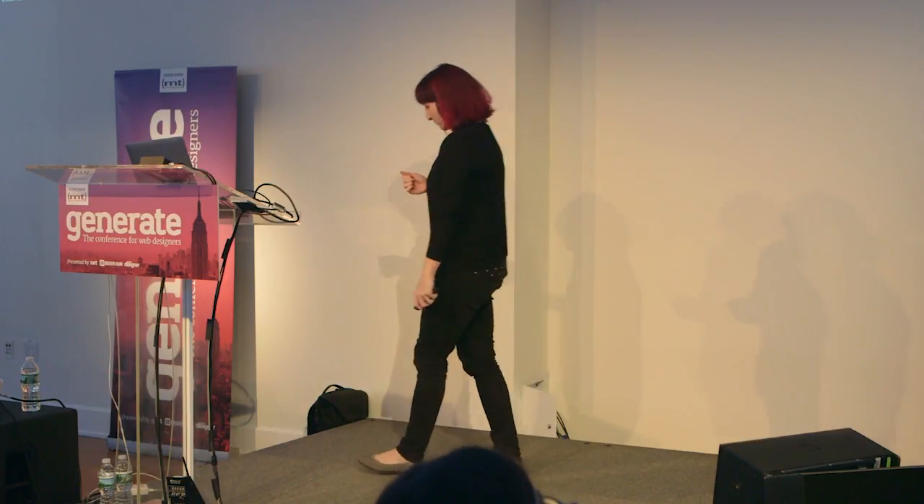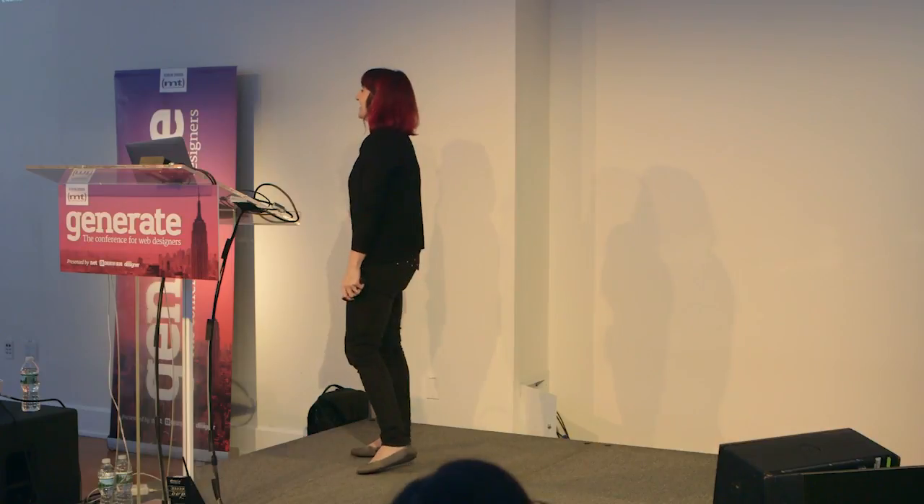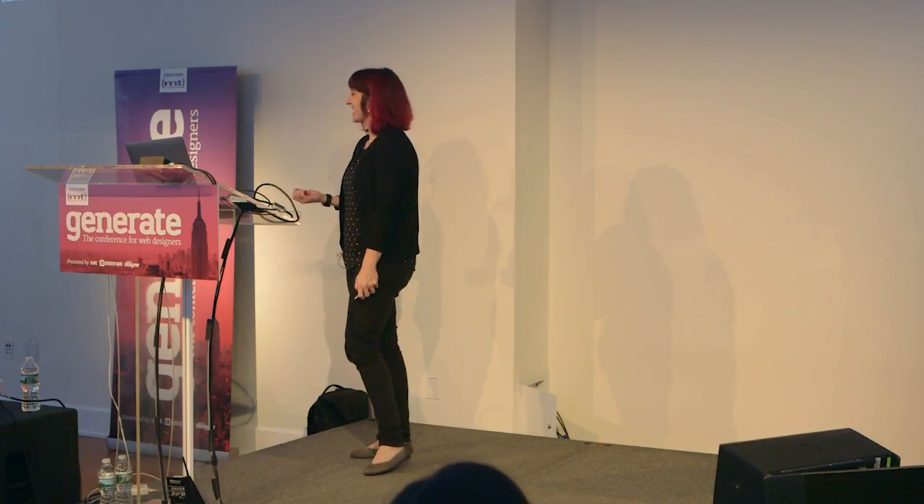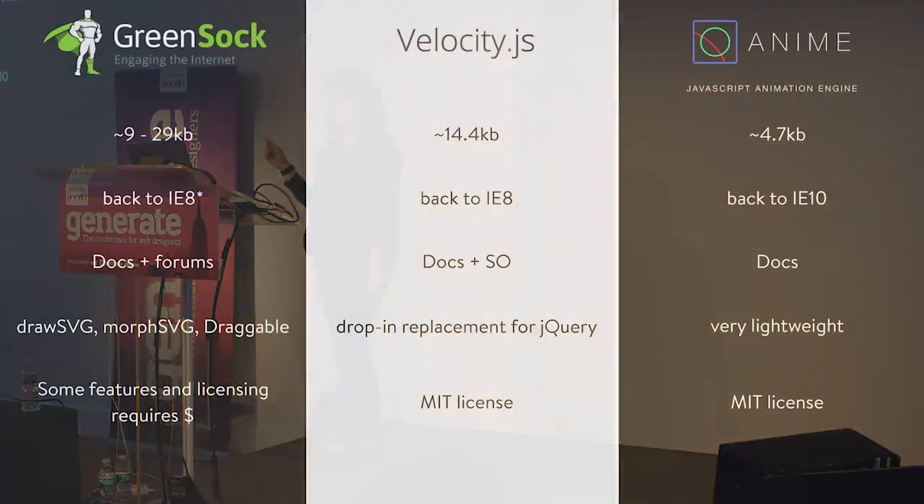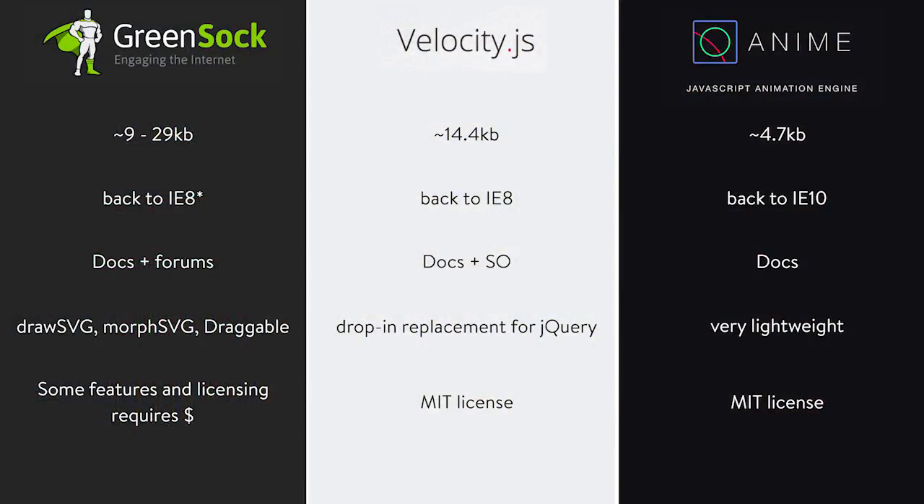I hear that's a thing. I guess you've also heard that's a thing. GreenSock can support things all the way back to IE8. Velocity also all the way back to IE8. Anime only back to IE10. And if you're super into browser trivia, or maybe you're going to a browser trivia night later, requestAnimationFrame is only supported in IE10 or above. So GreenSock and Velocity must be doing something for a fallback for that requestAnimationFrame.